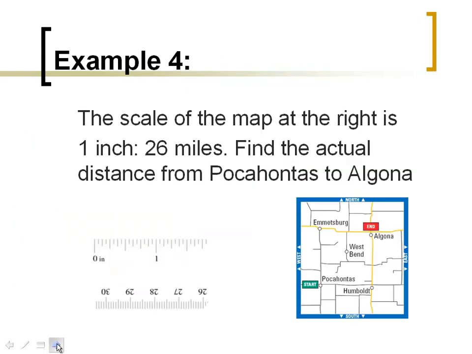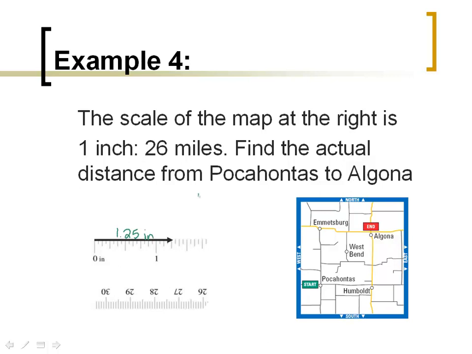It says the scale of the map at the right is 1 inch to 26 miles. So this is a common problem. You obviously know maps can be drawn as big as they really are. This is very common. It says find the actual distance from Pocahontas to Algona. Okay, so we see Pocahontas and Algona. And they're there, so I have a little marking drawn on my page. If I bring that over here to my ruler and measure it, I get about 1 1/4 centimeters, or inches actually, we're in inches. So I'm going to have this be 1.25 inches, because that's 1 1/4 inches.